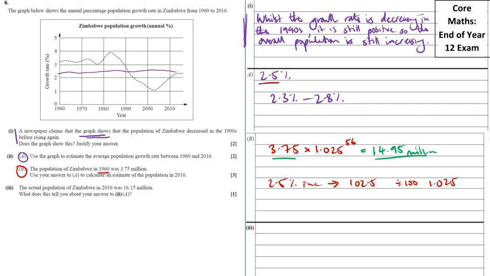The final part here says the actual population was 16.5 million. And what does that tell us about our answer up here? Well, our answer to B is less than that, so it's too low. It's an underestimate.